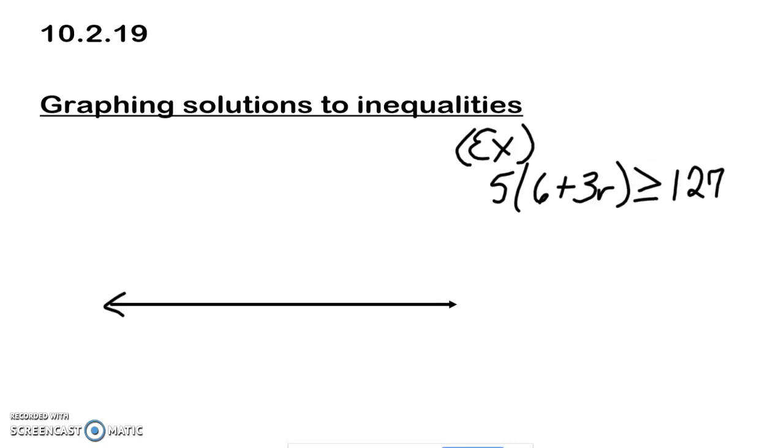Okay, so new inequality. First step is going to be to distribute, to get rid of the parentheses on the left. So I'm going to multiply both 6 and 3r times 5. So 5 times 6 is 30. And then 5 times 3 is 15r. And r is on the left side, so I'm going to leave it there. So I need to move the 30, the constant term, to the right. So I'm going to subtract 30.